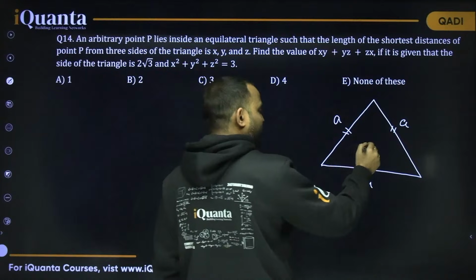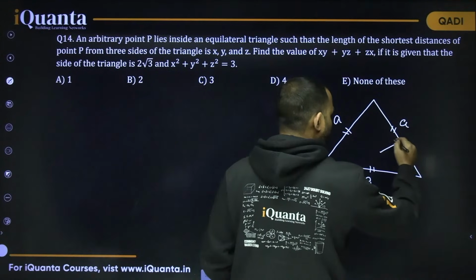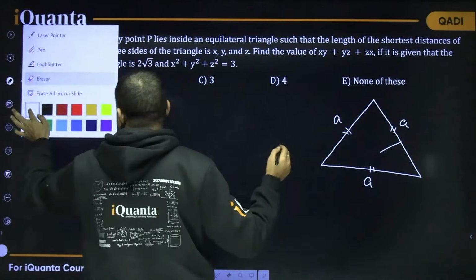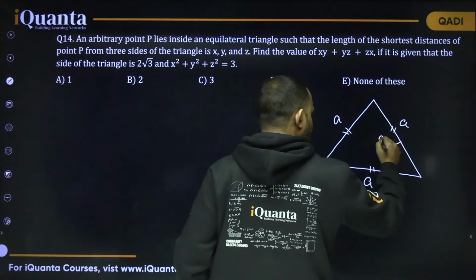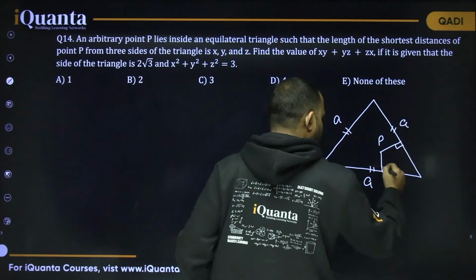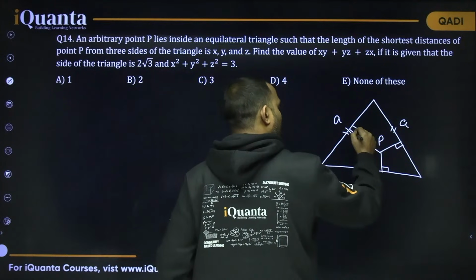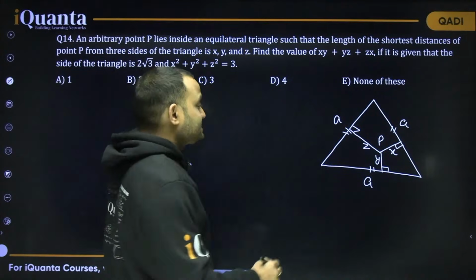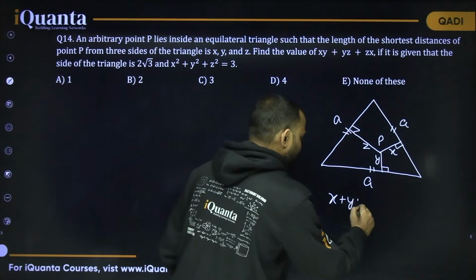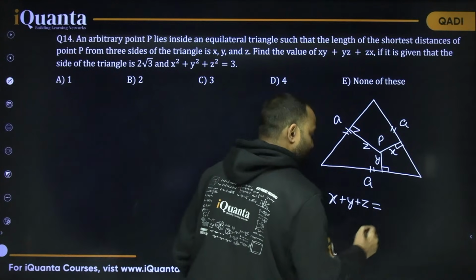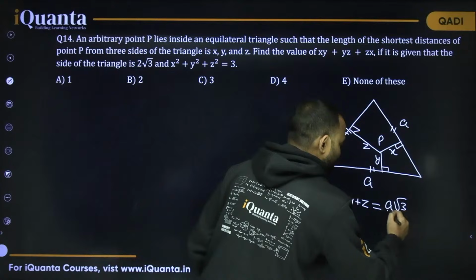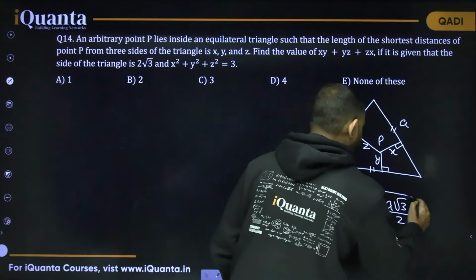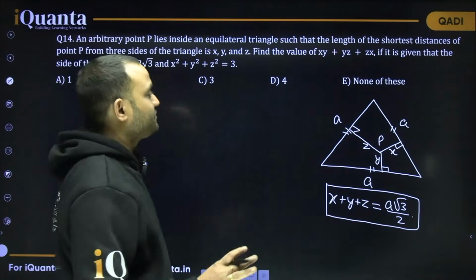If there is a point P somewhere, and if you draw the perpendicular length from this point P to all three sides, of length x, y and z, what we can say is that x plus y plus z will always be equal to the height of this equilateral triangle, which is equal to a root 3 by 2. Okay? This is always true in case of an equilateral triangle.